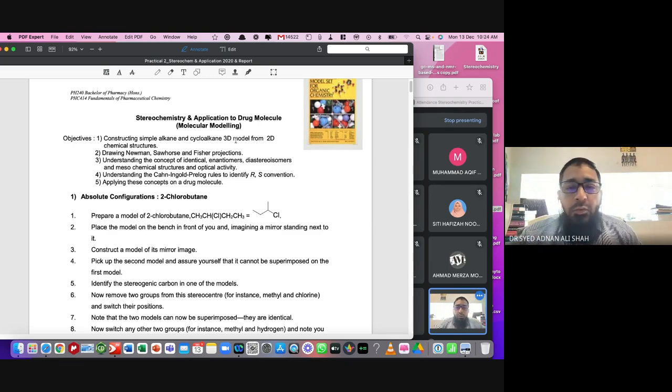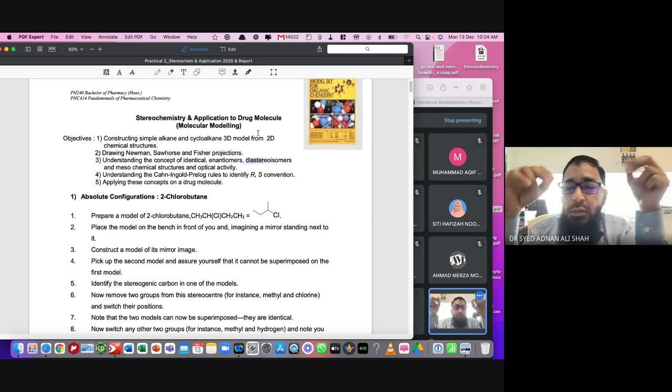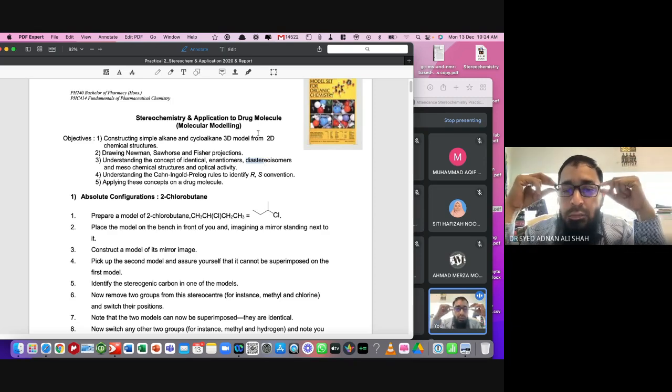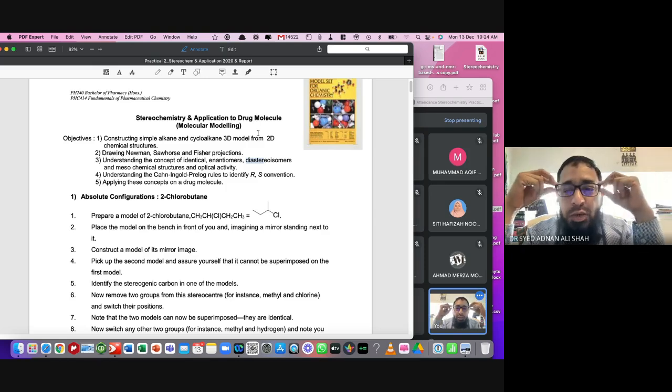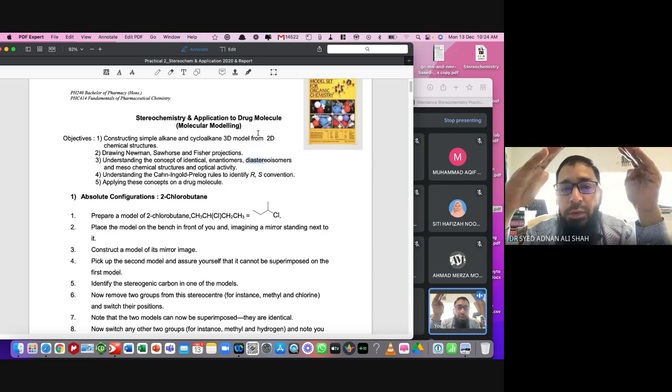So what are diastereomers? Diastereo means two stereocenters. It is not necessary that any molecule which has two chiral carbons, or any molecule which has a chiral carbon, can be an enantiomer. They can be identical molecules, two identical molecules, if they have a plane of symmetry. If they have a plane of symmetry, they are identical molecules.